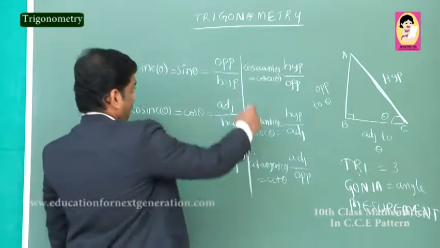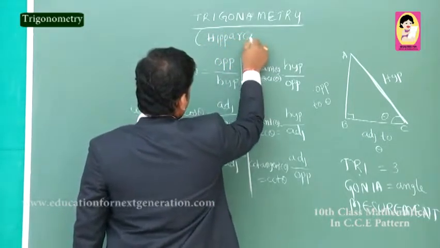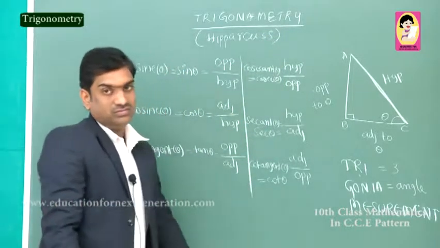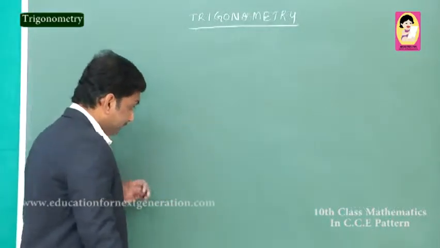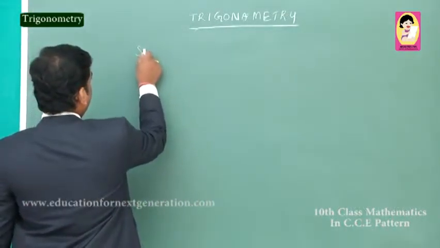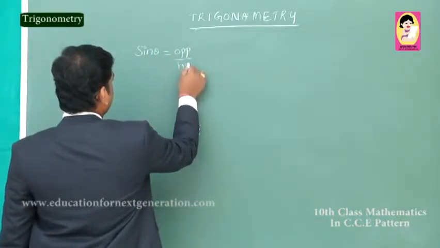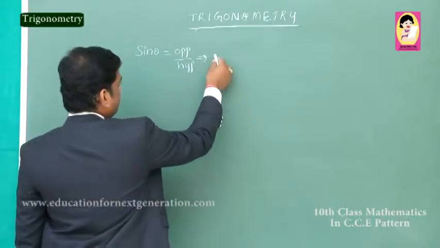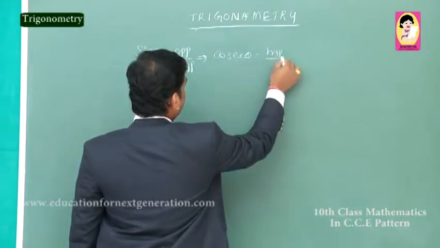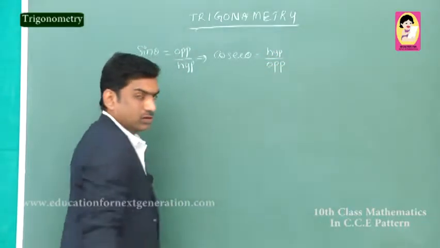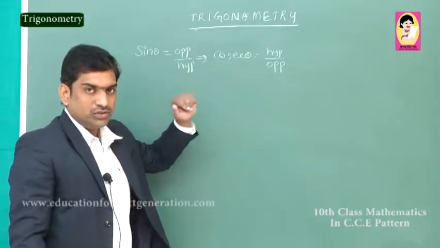Right? Here we can consider Hipparchus as the father of trigonometry. Here we have just basics in this chapter. So here we are writing sin theta as opposite by hypotenuse, and immediately its reciprocal cosec theta is equal to hypotenuse by opposite. Sin theta equals opposite by hypotenuse. Cosecant theta equals hypotenuse by opposite.